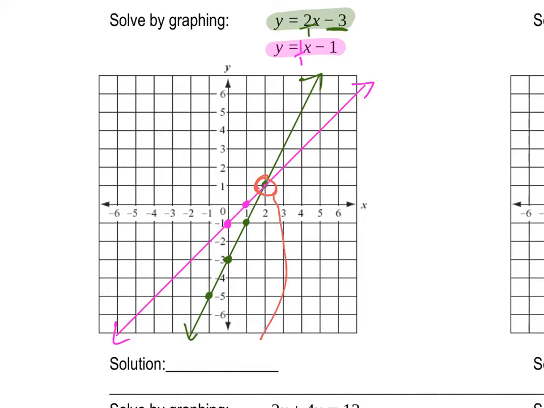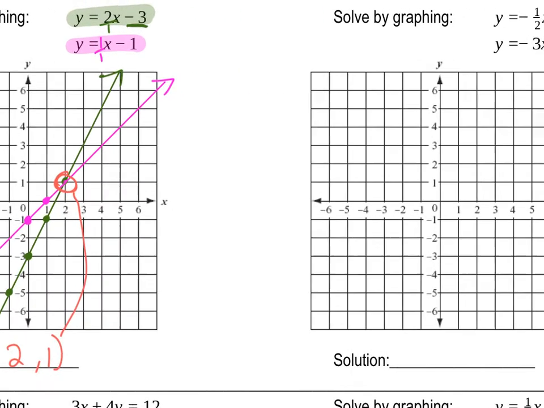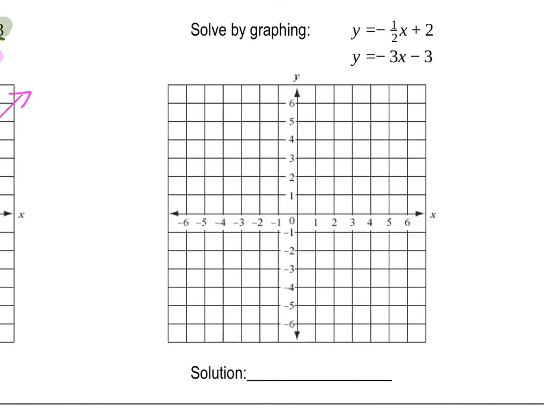What's that coordinate? X first, 2, and then the Y, 1. 2, 1 is the solution. All right, again, this is just graphing practice from weeks prior. Go ahead and move over to the next one here, and I want you to try that one on your own. This is our Padawan practice.